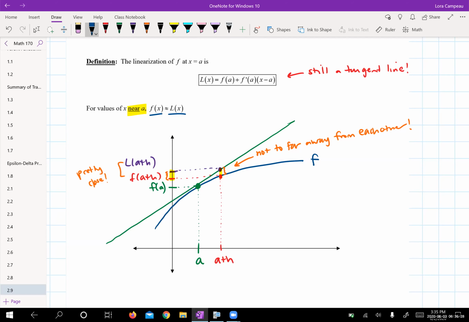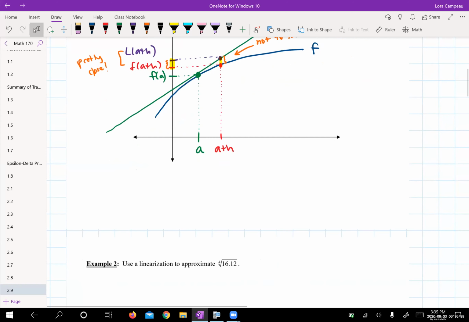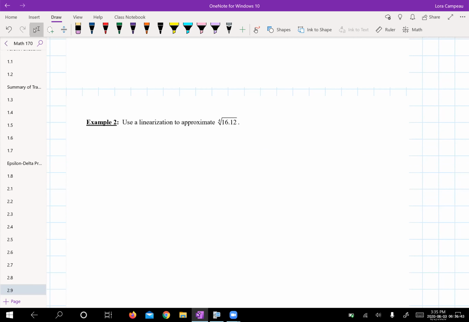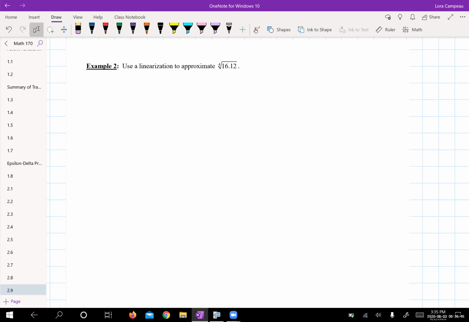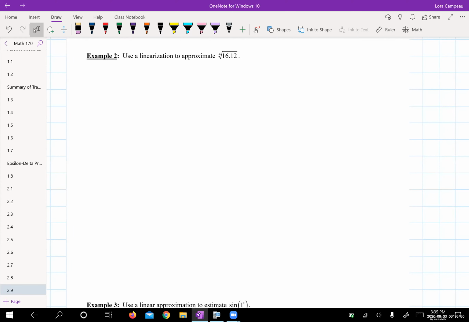So we're going to look at an example to apply this so you can see how everything works. Look at example 2. We're using a linearization to approximate the 4th root of 16.12. And yes, I realize we can punch this in on our calculator, everything's great, but we're trying to understand the concept behind what's actually going on.